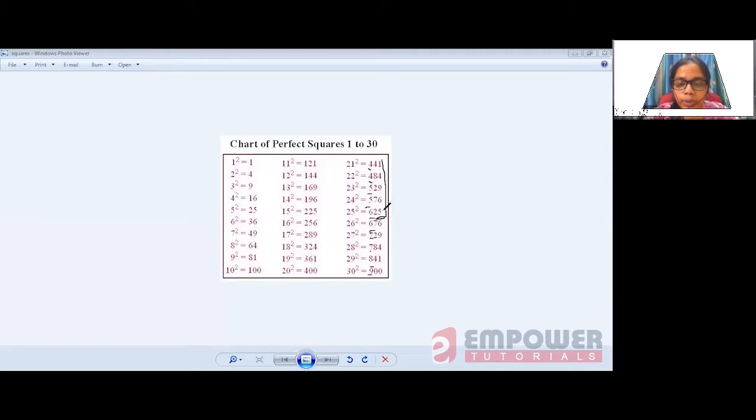But after 26, if you see, this 76 is getting repeated. So the last 2 digits of the square of 24 and the last 2 digits of the square of 26 are the same. Same is the case for 23 and 27, same is the case for 22 and 28, and same is the case for 21 and 29. So this is how you can remember the squares of numbers till 30. So make sure you are doing it now.